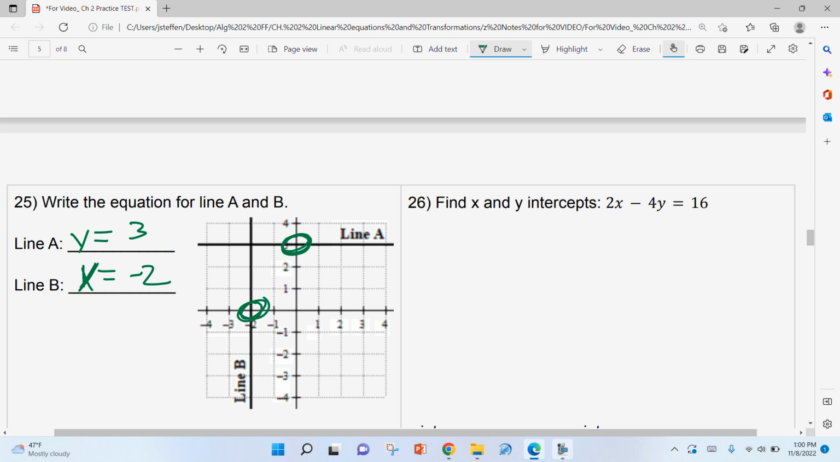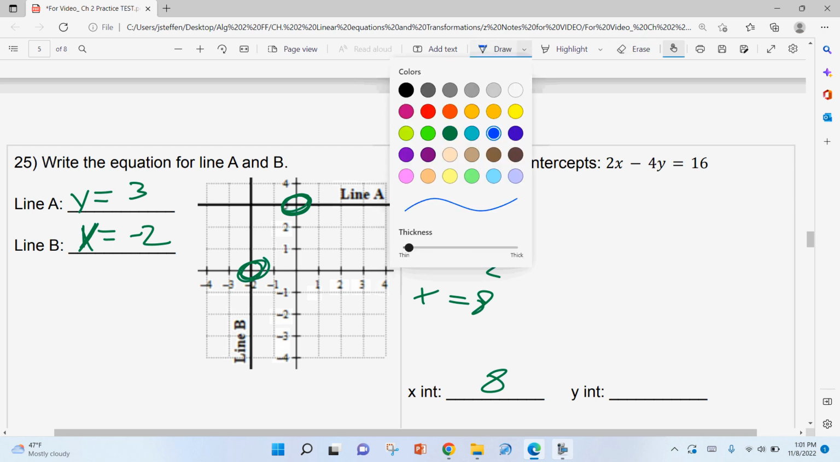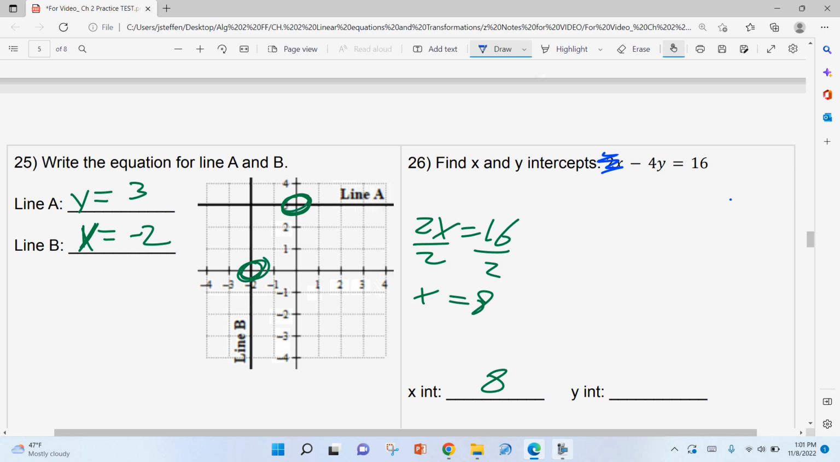Find the x and y intercepts. So for my x-intercept, I'd take out my y. So we just have 2x is equal to 16. So divide both sides by 2. So my x-intercept is 8. And then for my y-intercept, I take out my 2x. Don't forget that negative still needs to stay with that 4, because now I'm dividing by negative, which makes my y-intercept 16 divided by -4, which is -4. So that is my y-intercept.